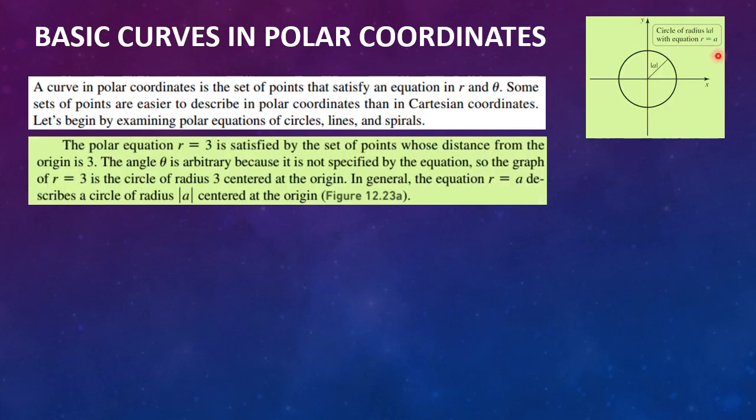The polar equation r equals 3 is satisfied by the set of points whose distance from the origin is 3. The angle theta is arbitrary because it is not specified by the equation. So the graph of r equals 3 is the circle of radius 3 centered at the origin. In general, the equation r equals a describes a circle of radius absolute value of a centered at the origin, as you can see in this green graph to the right.